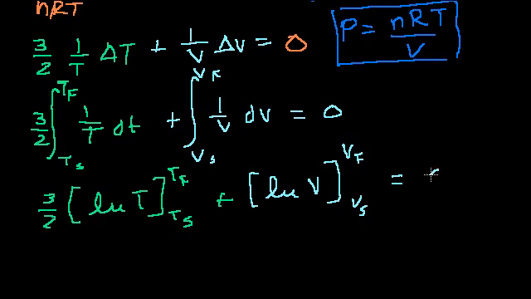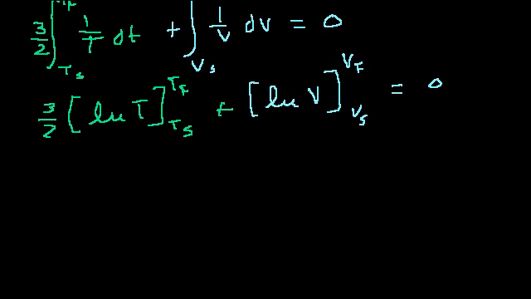So this is still equal to 0. Let's see what we can do here. We could rewrite this green part as 3/2 times the natural log of Tf minus the natural log of Ts, which is just, using our log properties, the natural log of Tf over Ts. When you evaluate, you get the natural log of Tf minus the natural log of Ts.